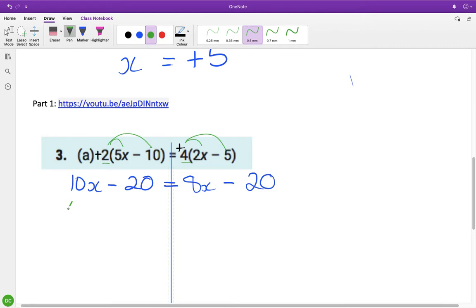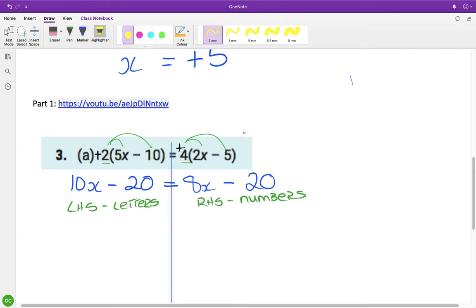Okay, so this is my left-hand side of the equals, which normally has my letters. And then over here on the right-hand side, that's where we'd like to keep the numbers. All right, so I'm going to get my highlighter and let's see what's right and what needs to be moved.